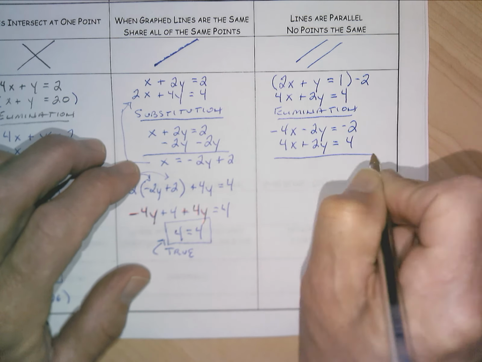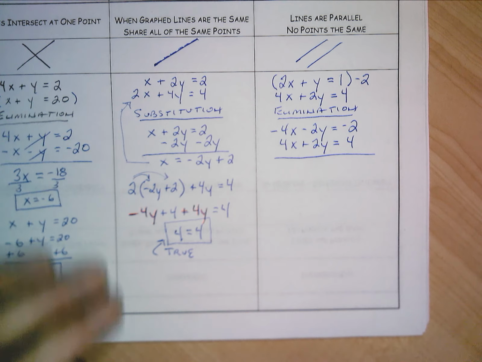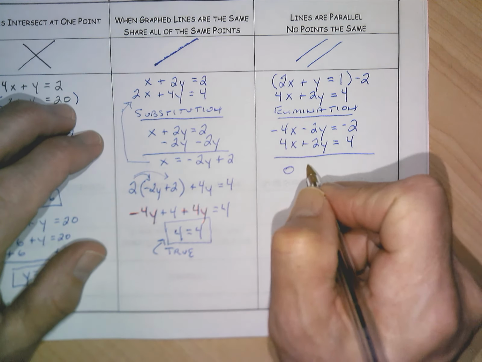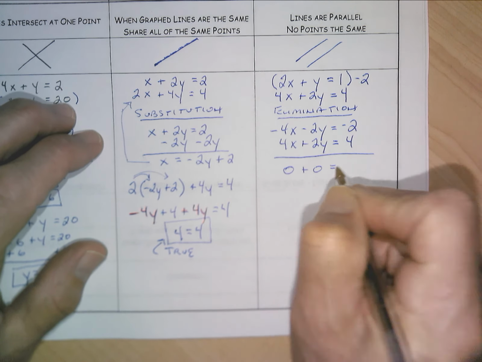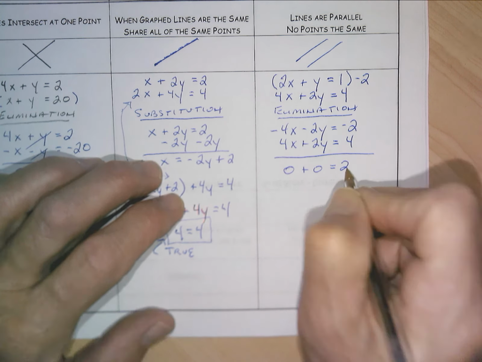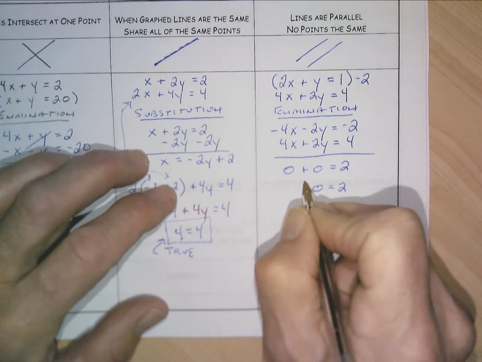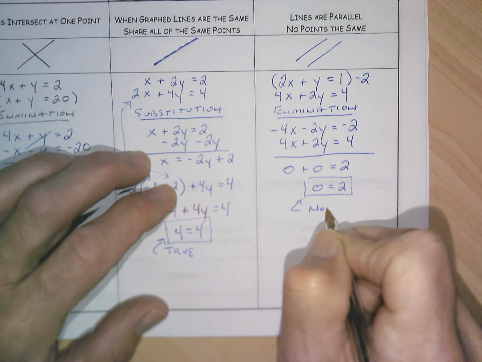In elimination, we add those 2 equations together. Negative 4x and 4x is 0. Negative 2y and 2y is 0. Negative 2 and 4 is 2. I get a statement at the end that says 0 equals 2. This is not true.